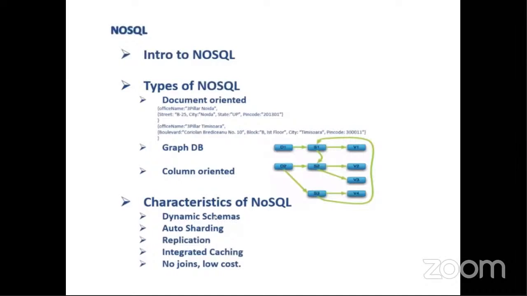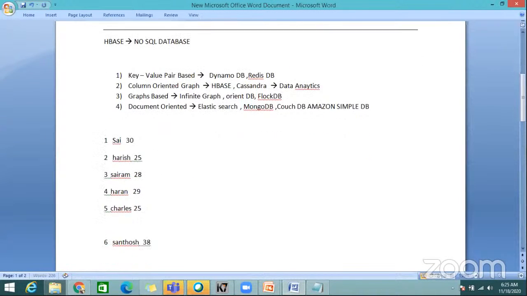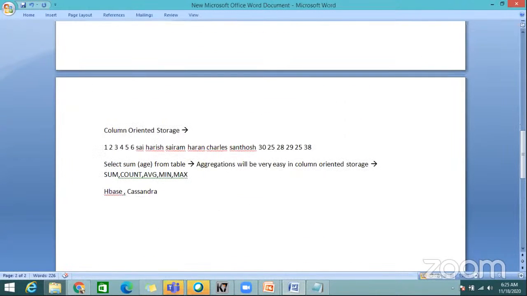The second thing is auto sharding. What is meant by auto sharding? Auto sharding is nothing but partitioning. The first characteristic is dynamic schema, which is already done: on the spot, you can create your schema. The second is auto sharding, which is auto partitioning. Sharding is nothing but partitions, so once you put the data in, partitions are created automatically.